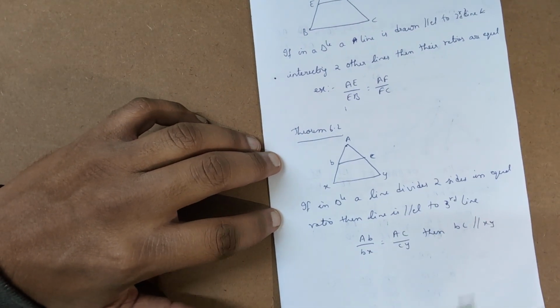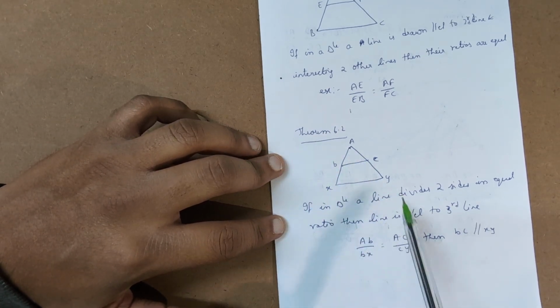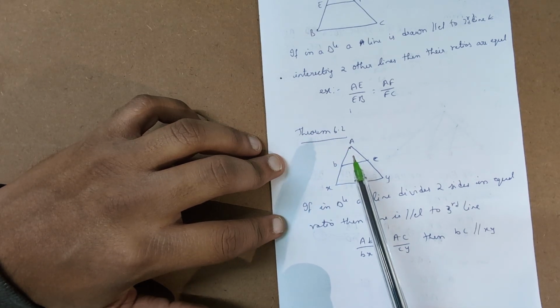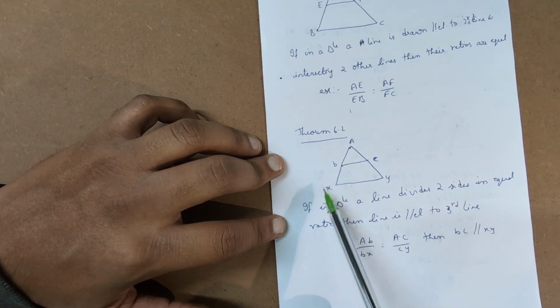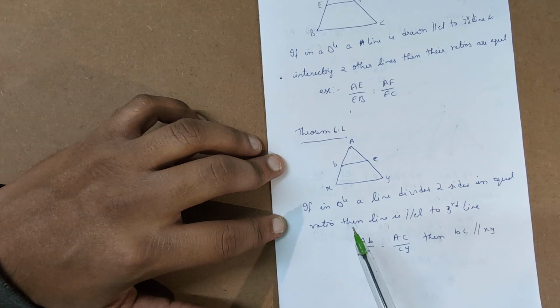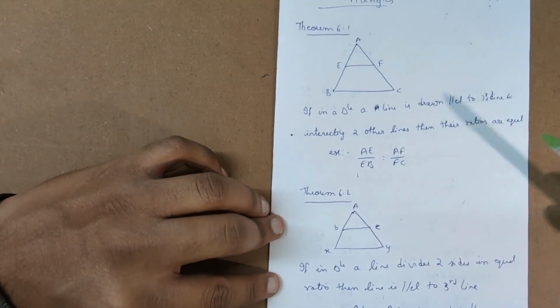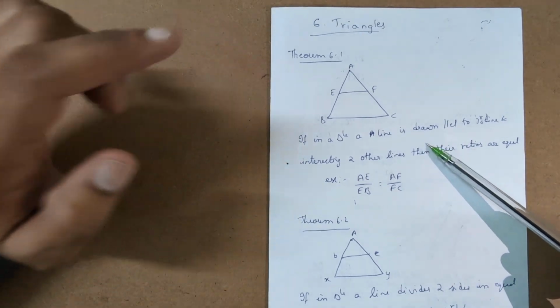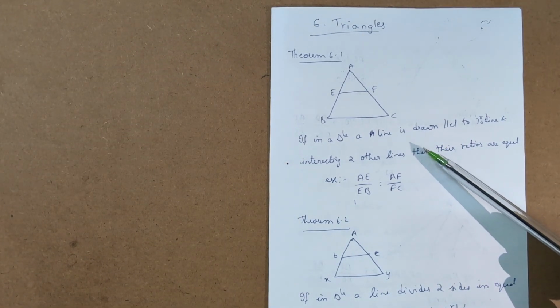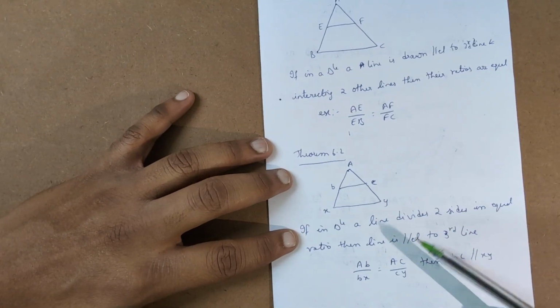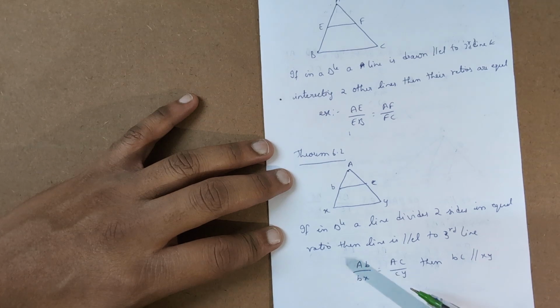It says just the reverse. Suppose AXY is a triangle and it is already given that the ratios are equal, that is AB by BX and AC by CY are equal, then we can conclude that BC is parallel to the third side. We can say it is the converse. Here they say that if a line is parallel and it is intersecting, then definitely the ratios are equal. In the same way, if the ratios are equal, then the line is parallel to the third side.